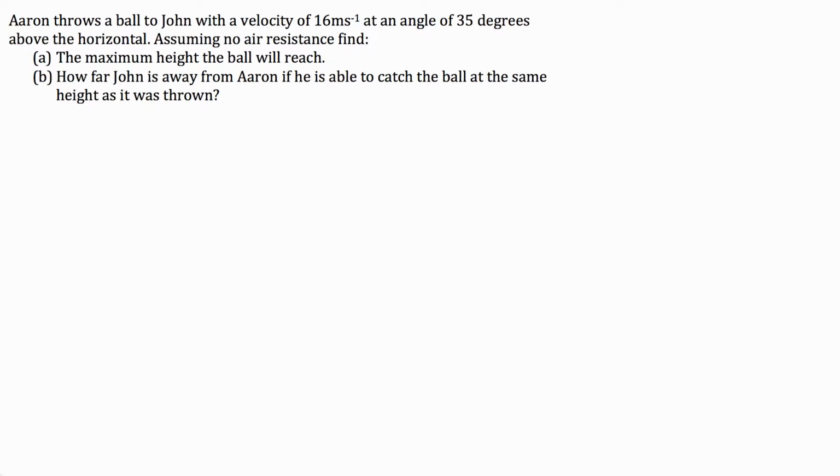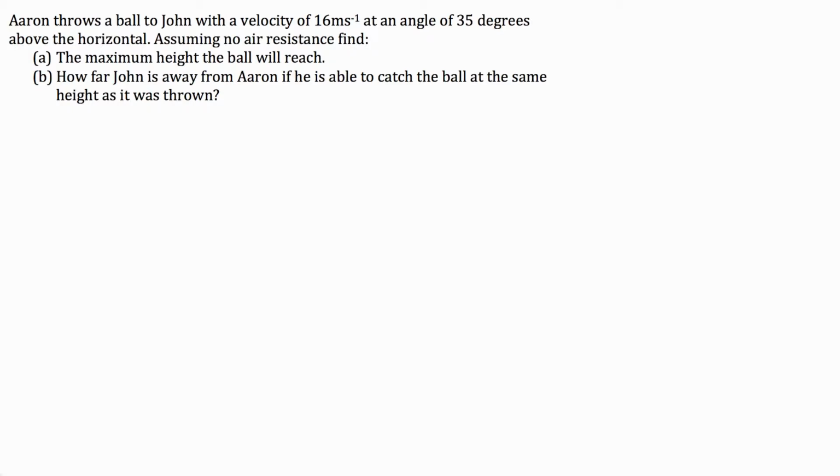Okay, we've got a projectile motion question here where it says that Aaron throws a ball to John with a velocity of 16 meters a second at an angle of 35 degrees above the horizontal. Assuming no air resistance, find A, the maximum height the ball will reach, and B, how far John is away from Aaron if he is able to catch the ball at the same height as it was thrown.